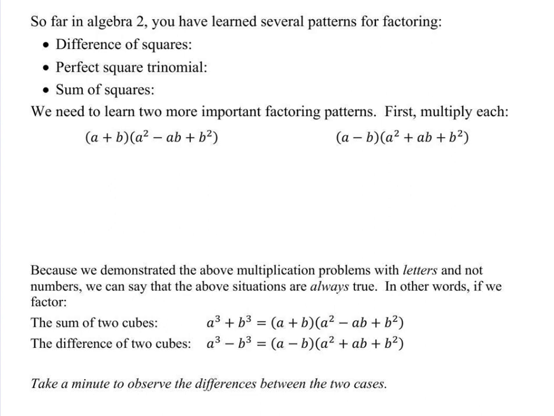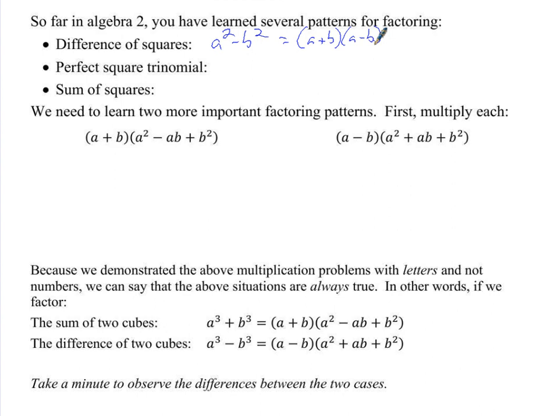So far in Algebra 2, you've learned several different patterns for factoring. We kind of saw a couple of those already. The difference of squares, perfect square trinomial, and sum of squares. The difference of squares was, if I have a squared minus b squared, I'm subtracting two perfect squares, then factored form would be a plus b times a minus b.